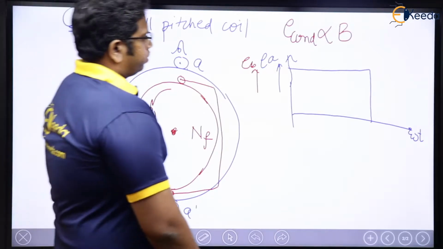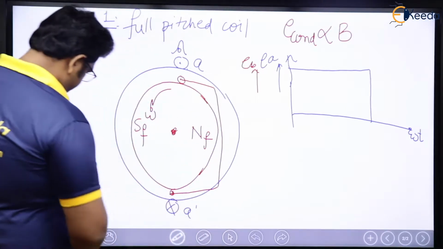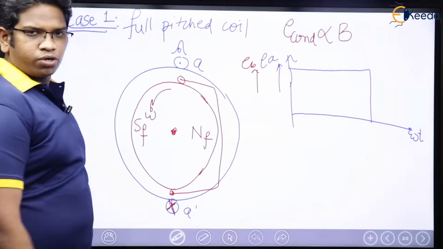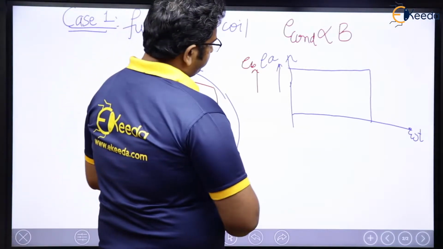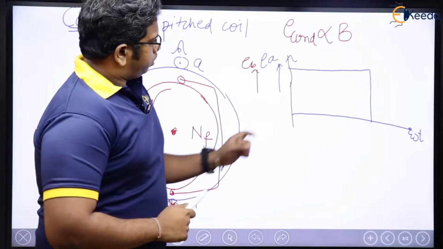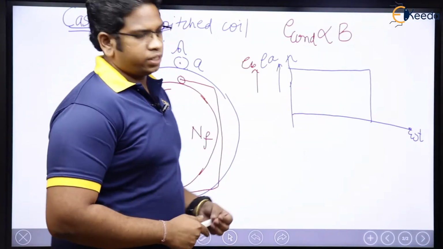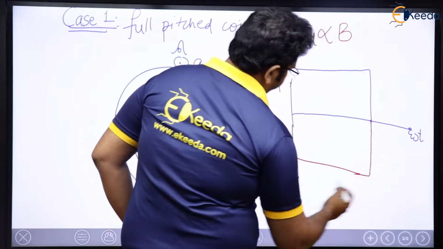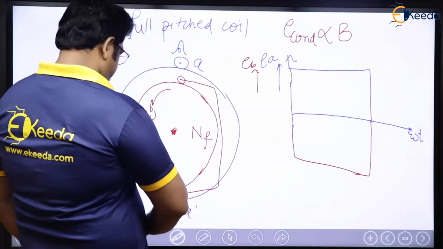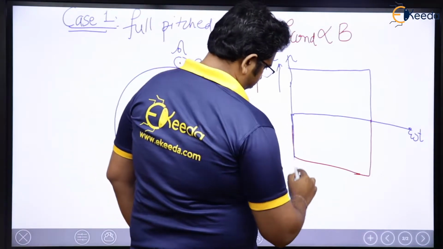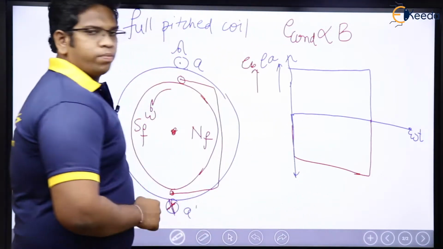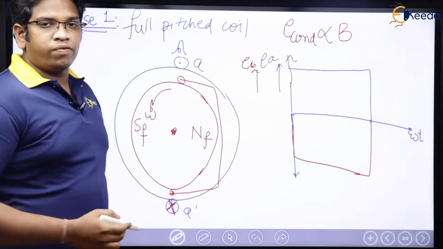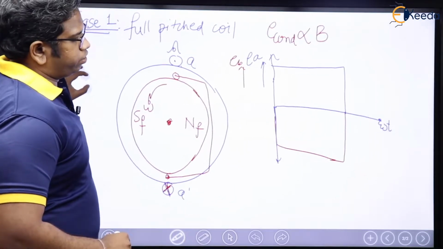Since A dash is going to be cross, cross in the sense, if I show dot as upside, then I should show cross at downside. This is going to be EB. Now see, this is going to be EB.